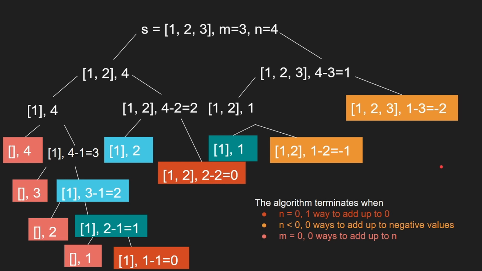If you don't use the last value, then you terminate, and if you do use the last value, then you stop processing because there's one way to add up to 0. So all these pink cases are when M is equal to 0, so there's 0 ways to add up to N. All these orange cases are when N is equal to 0, so there's one way to add up to 0. And all these yellow cases are when N is smaller than 0, and there are 0 ways to add up to a negative number.